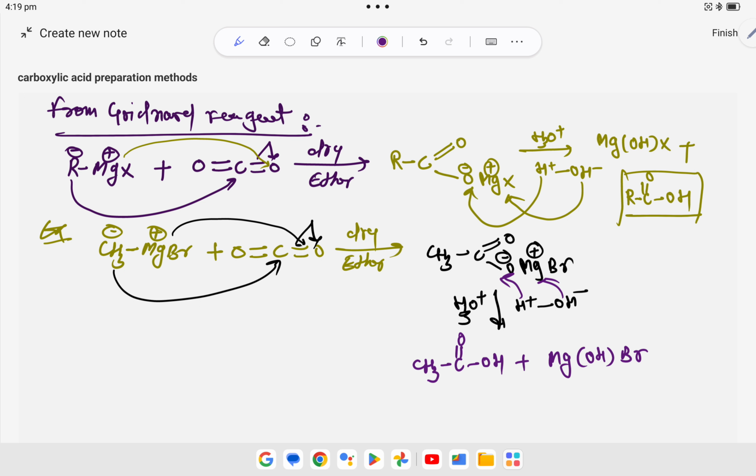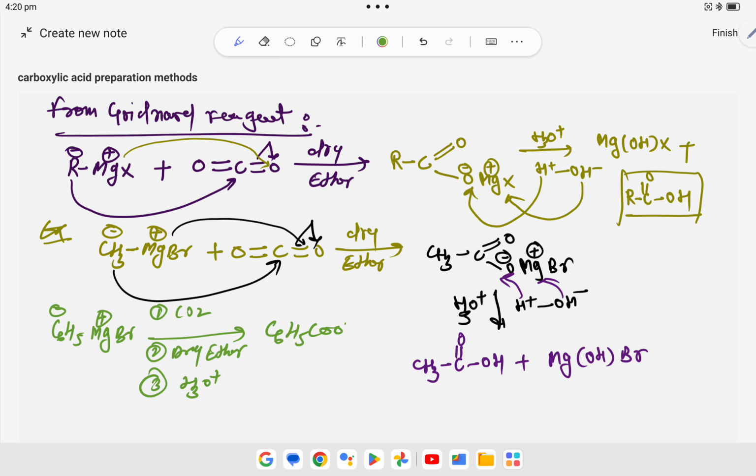So in a general way, how to write: C6H5 MgBr, Mg plus, Br minus, first step reaction with CO2, dry ether, and then hydrolysis, and the product formed will be C6H5COOH, benzoic acid. So that is the process from Grignard reagent.